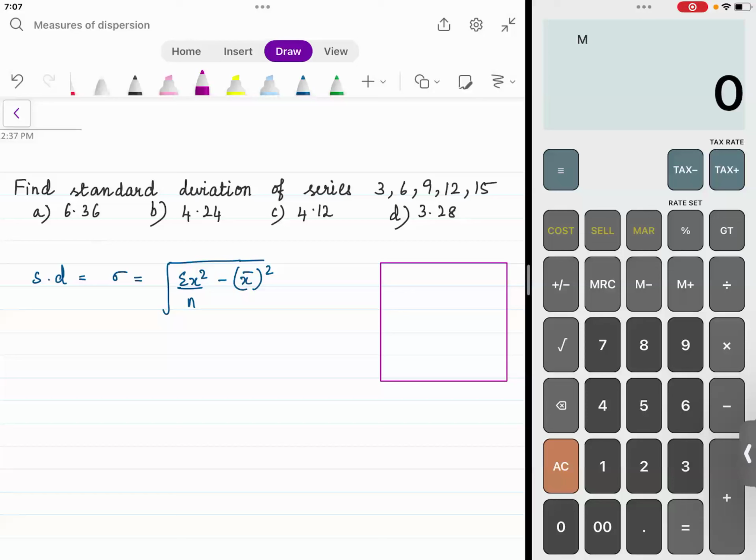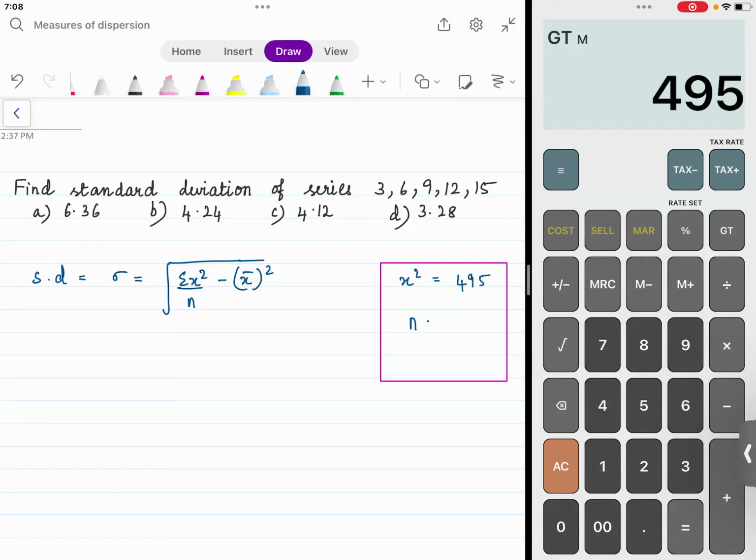Let us use the memory function for this. Let's do AC 0 and MRC 0. So 3 into equal to, that means we are squaring 3 and storing it in memory. Memory plus. 6 into equal to, store it in memory. 9 into equal to, store it in memory. 12 into equal to, store it in memory. Finally, 15 into equal to, store it in memory. I've stored all the square values in memory. Now it's time to recall the memory. So I'm going to press MRC. If I press MRC, I'm getting 495. So summation x square is equal to 495.